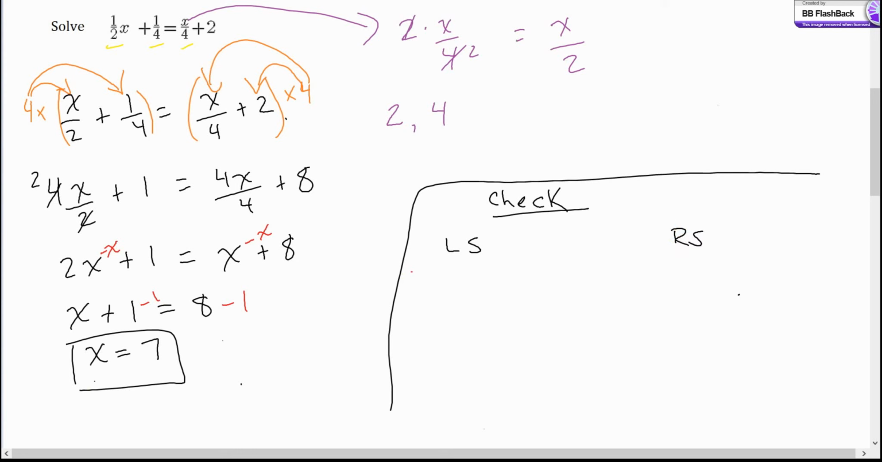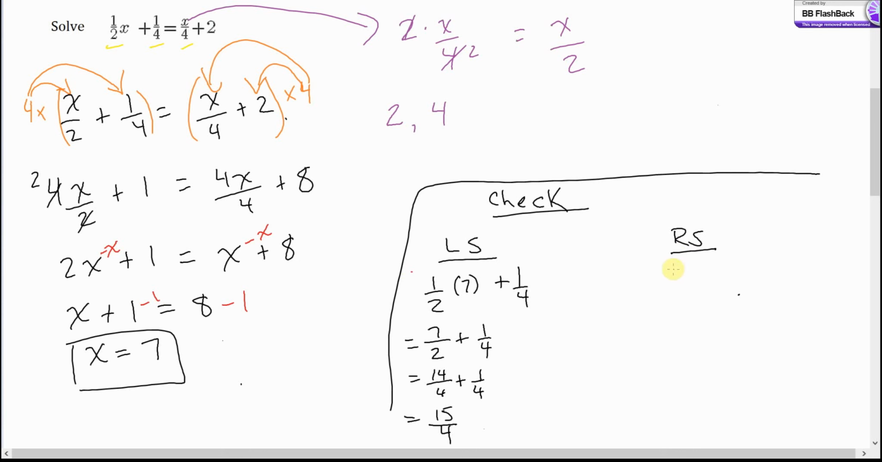So what happens when we sub in a value of x into the left side? We would get 1/2 of 7 plus 1/4. 7 over 2 plus 1/4. We need a common denominator, 14 over 4 plus 1/4, 15 over 4. All right, I hope we get 15 over 4 on the other side.